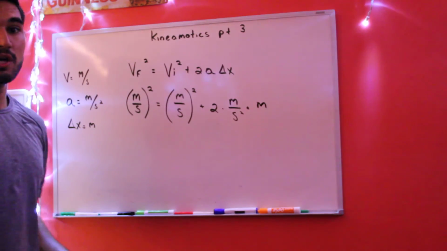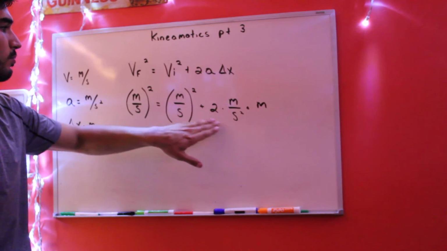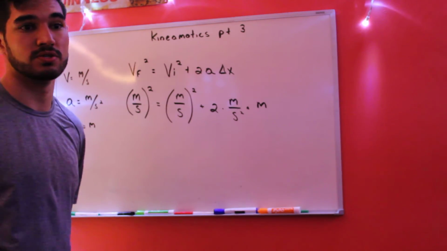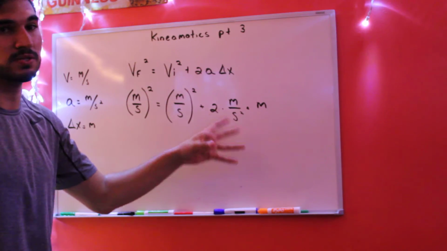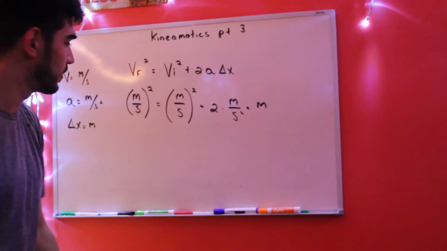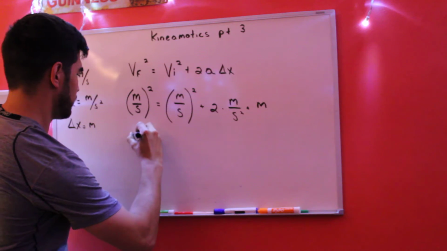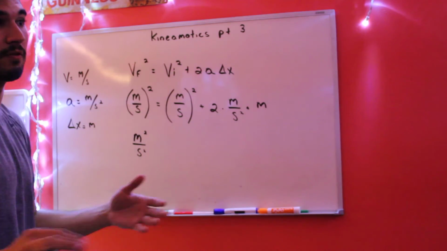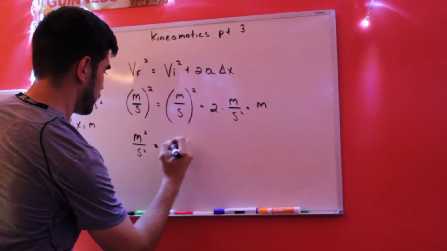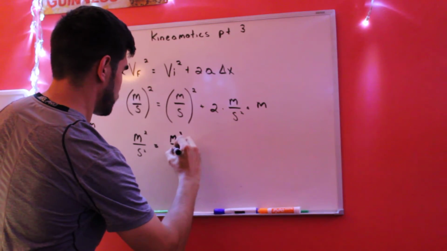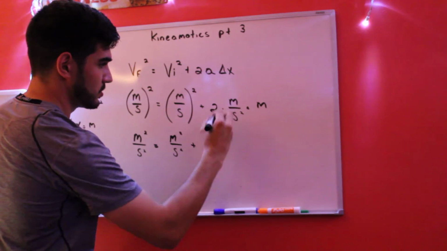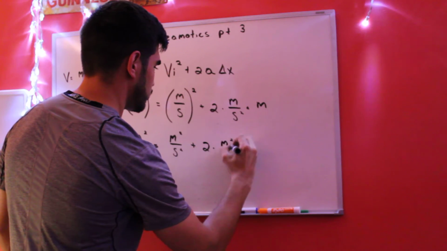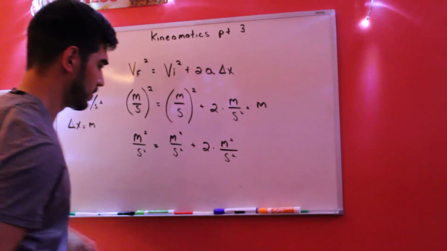Now, we can remove this 2. It's just saying 2 of these, so we can ignore it. What this is saying is you have meters squared over second squared, because you square the entire value, equals meters squared over second squared plus 2 times meters squared over second squared.